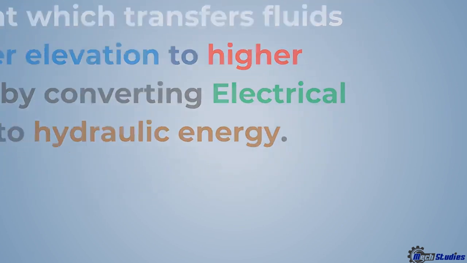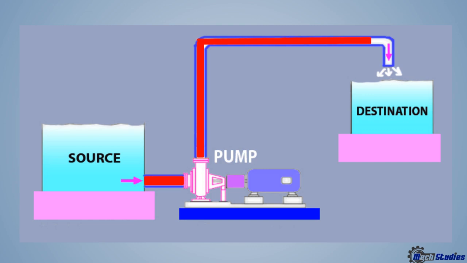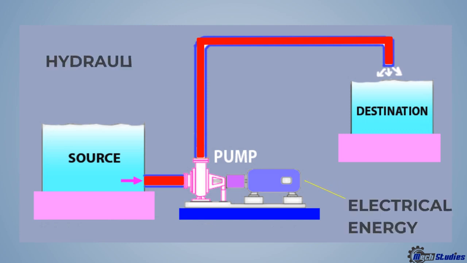Let's explain with a simple diagram. In this diagram, a pump is connected with two tanks at different levels through pipes. The pump takes the water from the source and discharges the water into the destination. Here, the pump transfers water from the lower elevation to the higher elevation. And it is done by converting electrical energy into hydraulic energy.